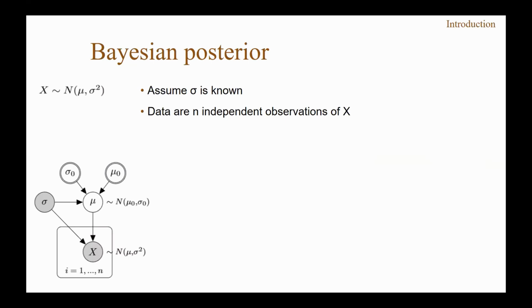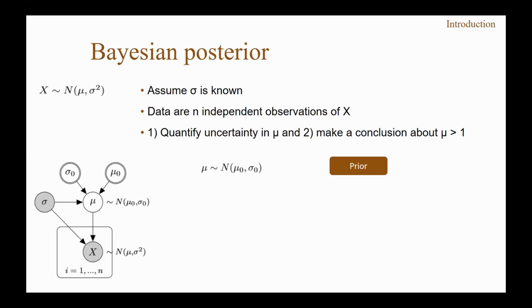So let's look at the posterior for the example that we have. We still have the normally distributed X, and to simplify, we assume that the value of sigma is known. Then we have some independent data. Now I changed the model a bit to indicate that some things are observed or known. So let's say that we have two tasks. We want to quantify uncertainty about the value of mu, the expected value, and we want to make a conclusion whether mu exceeds one. I have made a misprint. It should be a conclusion whether x exceeds one, sorry.